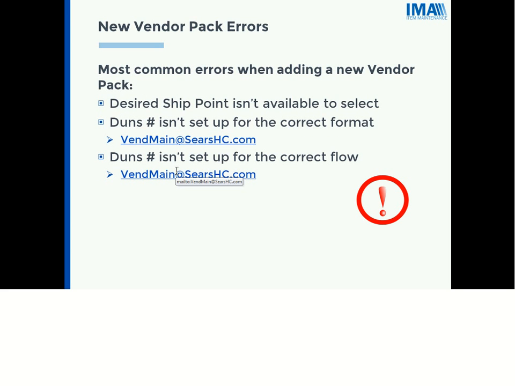So the most common errors when adding a new vendor pack: first off, maybe your desired ship point isn't available to select. If your ship point's not available to select, we're going to go over the process for requesting your ship point to be added in a few slides. Second possibility is that your DUNS number is not set up for the correct format, or isn't set up for the correct flow. So if your buyer wants you to use a specific DUNS, let's say you have multiple DUNS numbers, and they want you to select DC, but it's not available in the drop-down, that means that DUNS is not set up for DC.